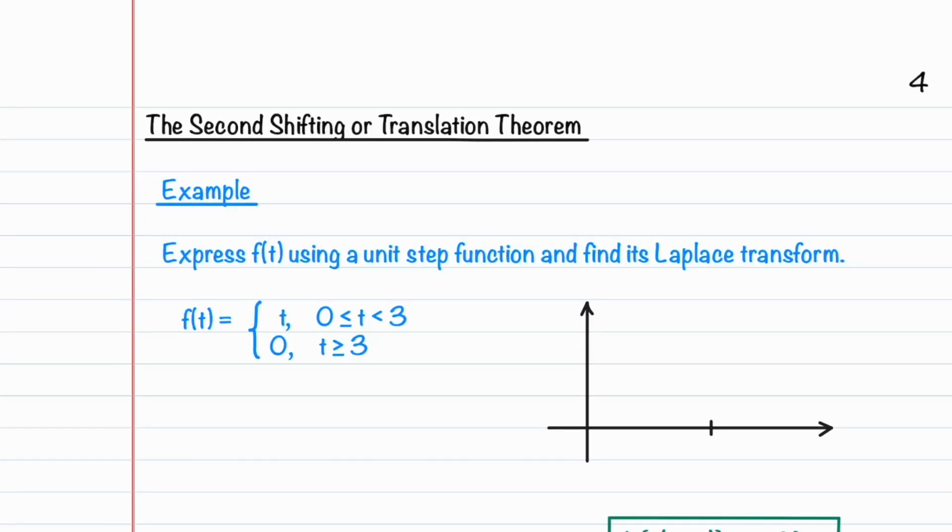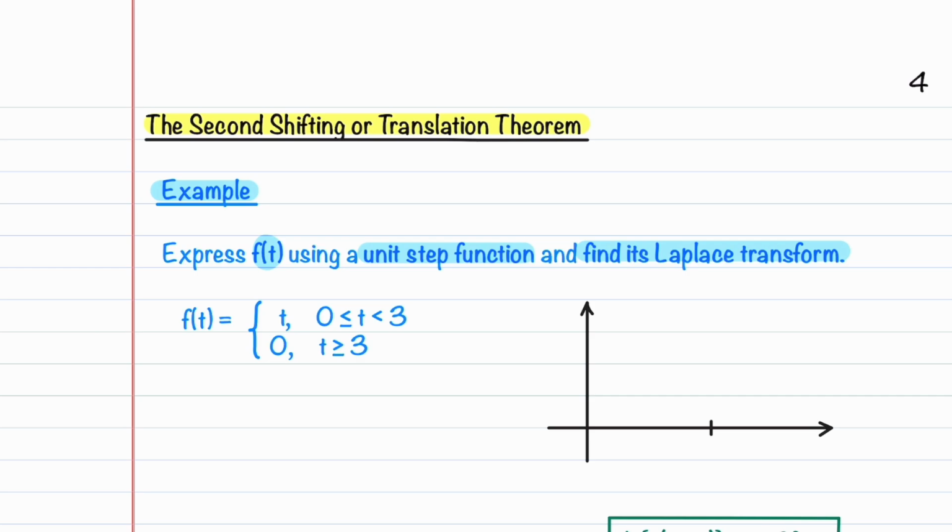Let's now learn about the second shifting or translation theorem. We need this theorem to find the Laplace transform of a function that isn't a constant and turns on at a specific point in time. Let's look at an example. We want to express f of t using a unit step function and then find its Laplace transform.